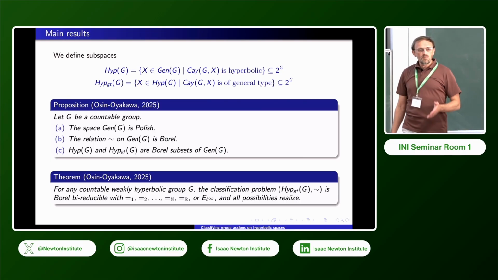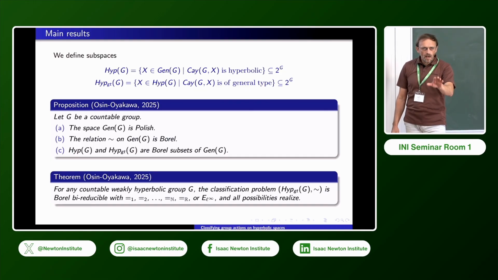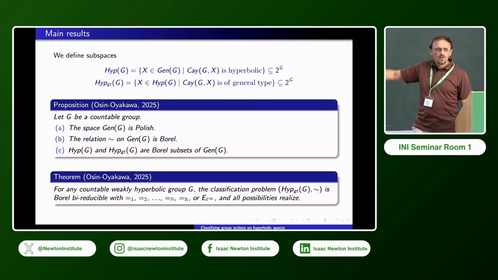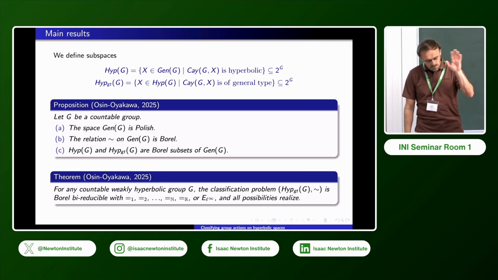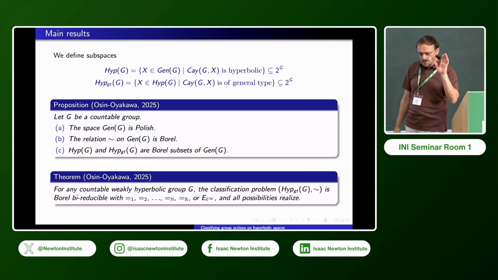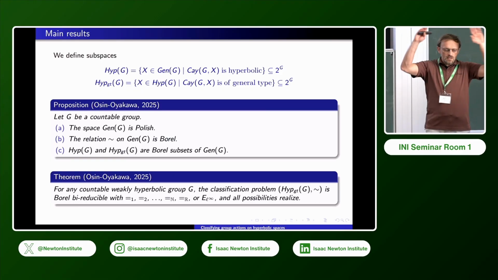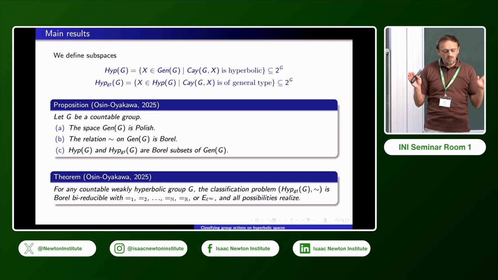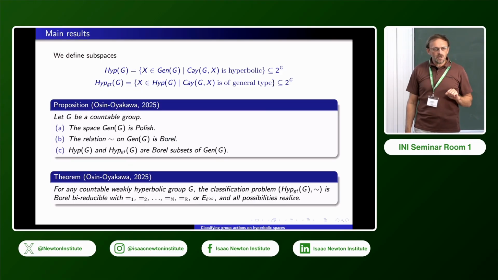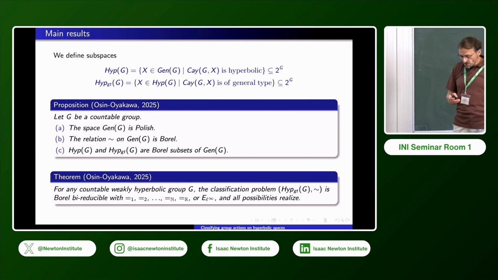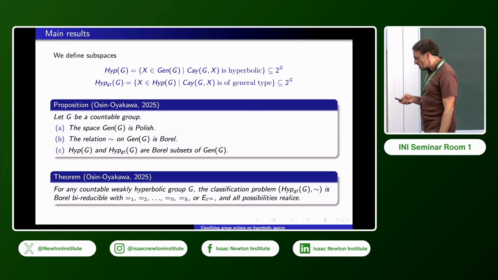Now, if you want the corresponding result for actions of groups on hyperbolic spaces, it will be exactly the same. Group actions on hyperbolic spaces can be organized in a topological space in a similar way, and then with respect to the equivalence relation which I just described, the result will be precisely the same. And what's interesting is that all possibilities are realized.